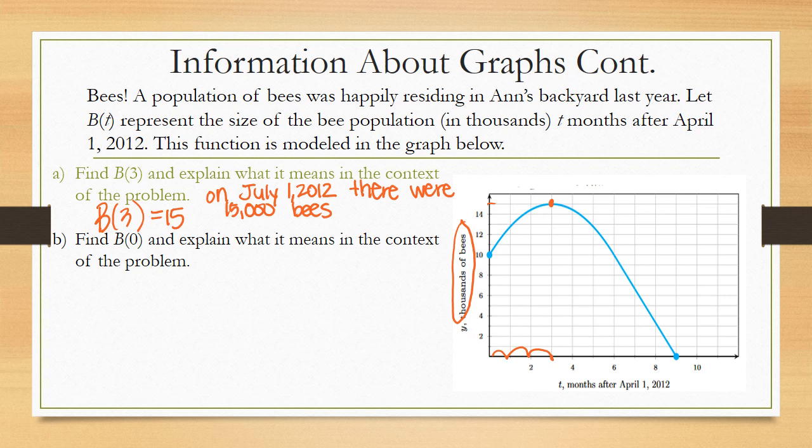Find B of 0 and explain what it means in the context of the problem. So B of 0 is right here at 10. And that means that initially, on April 1st of 2012, there were 10,000 bees.